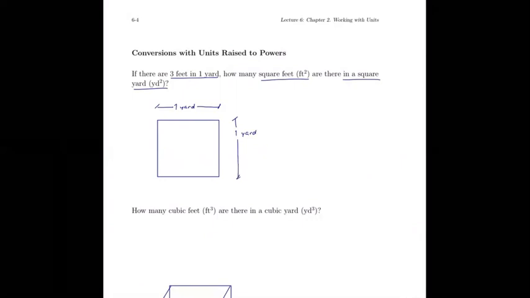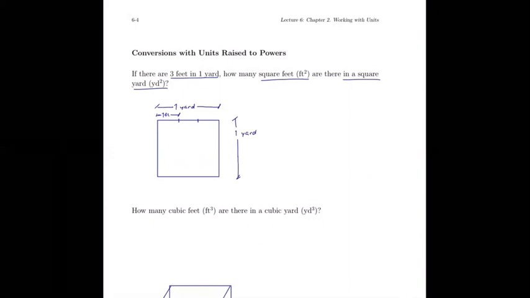So we know that this yard is split up into 3 feet, right? The problem has reminded us that there are 3 feet in 1 yard. I'm sorry, this is one of those 3 feet, so we'll label that as 1 foot, and each of the other 2 is 1 foot as well. Well, we can do this also along the vertical axis.